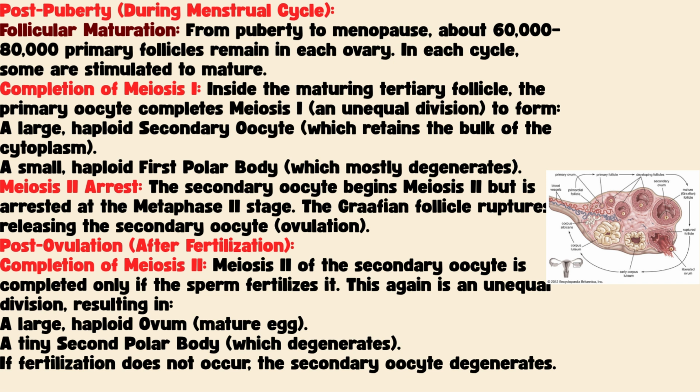This process of oogenesis starts much before the birth of a female baby, and by the end of 12 weeks, the ovary is fully formed. It has more than 2 million primordial follicles in it. Now we'll see the TS of the ovary.